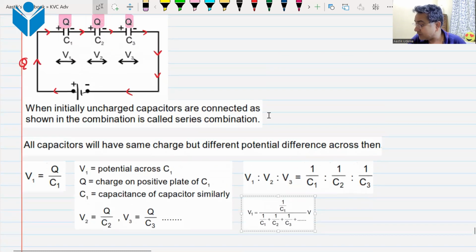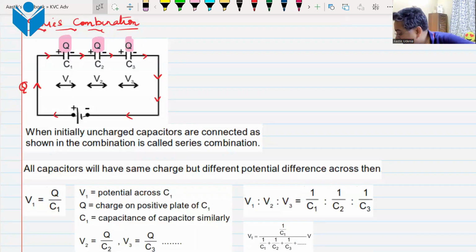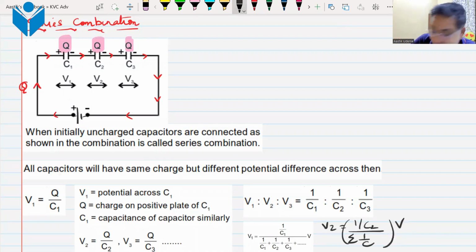So V1 you can write it in this form also. V1 will be first, listen to me, then I will give you time to note it down. V1 can be written in this form also. V1 will be equal to 1 by C1 divided by 1 by C1 plus 1 by C2 plus 1 by C3 into V. Yes or no? Yes, sir. Similarly, you can write V2 as 1 by C2 divided by summation of 1 by C multiplied by V. Yes or no? Yes, sir. Okay. So remember all these small tricks.